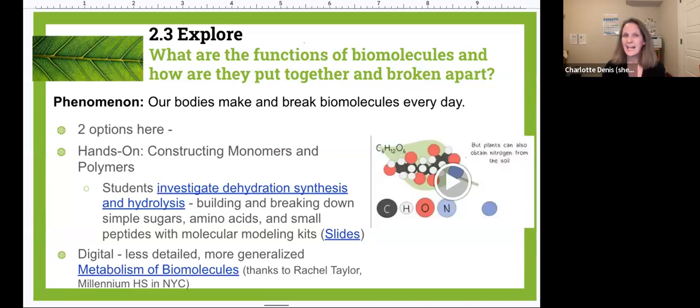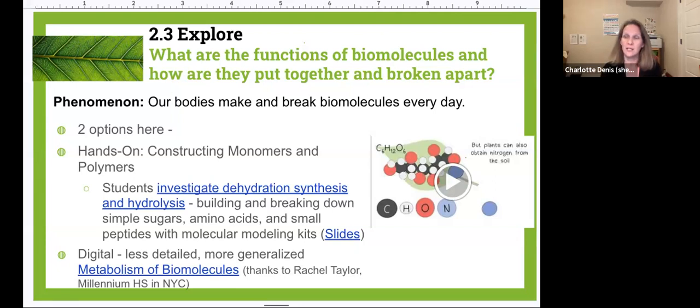All right. Once they have some basic terminology, we start to talk a little more in detail about metabolism, because we know as teachers that metabolism, the making and breaking of biomolecules, is the most important component of what we're trying to get at, because all those molecules have to work in consort in order for a cell to function. So the next task is about the functions of biomolecules and how they actually get put together and broken apart. There are a couple of different ways that you can do this.